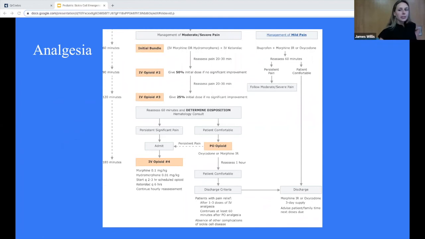So for pain management, sometimes people can think that sickle cell patients have a greater risk of developing addiction, or there are higher addiction rates in sickle cell patients because they're chronically on opioid medications. According to the literature, that's not true. They actually have the same incidence, the same risk of developing addiction as the general population.